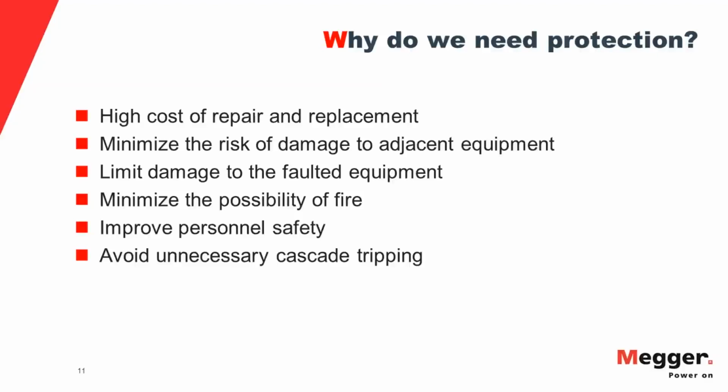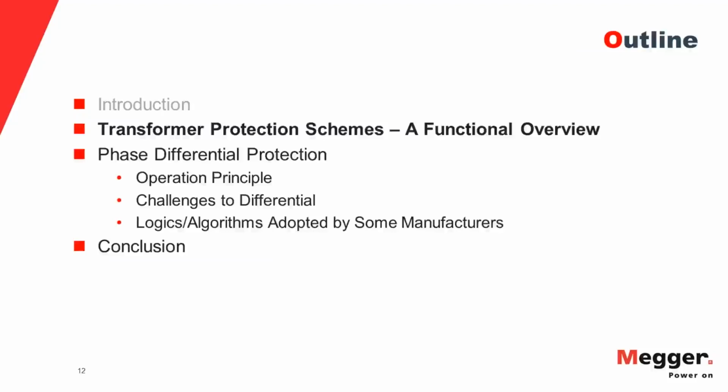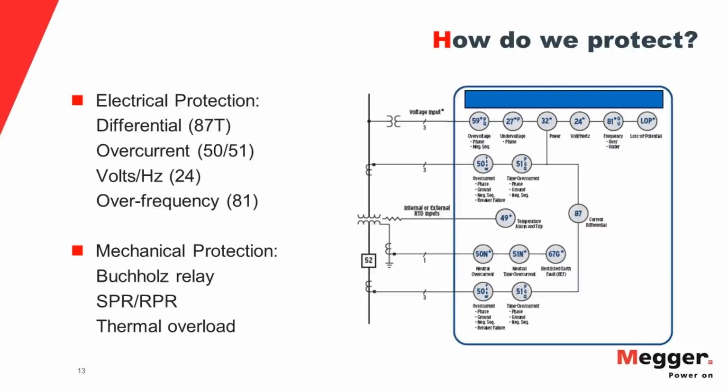Now let's talk about how we protect a transformer. There are two ways you can protect a transformer. One is from the electrical standpoint, and the other is from the mechanical standpoint. For the electrical standpoint, we have various schemes which address different fault conditions in the transformer. And these are differential, and the ANSI code for differential is 87T.